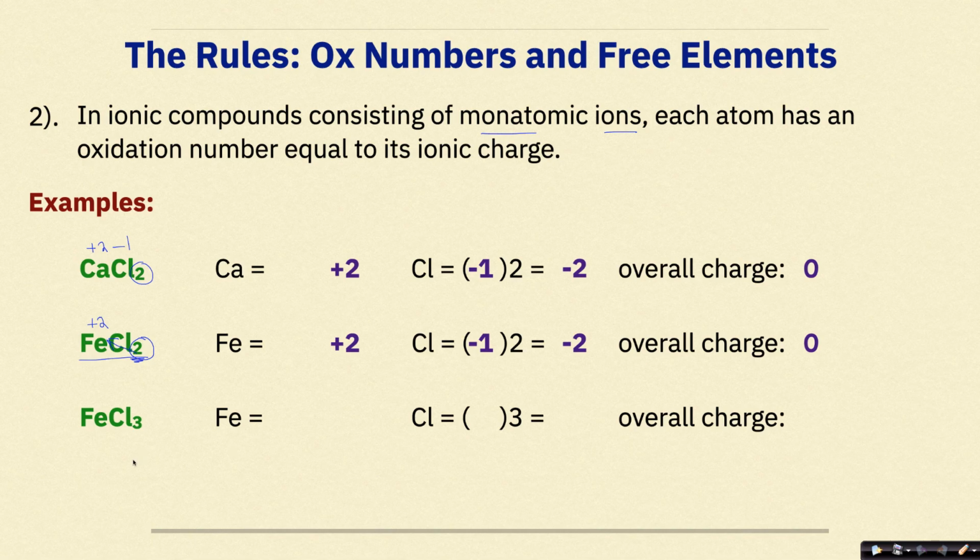FeCl3, iron 3 chloride. Again, we're going to take that 3 and uncrisscross it to give us Fe +3. Chlorine's going to be -1. -1 times 3 gives me -3. The overall charge is going to be 0.